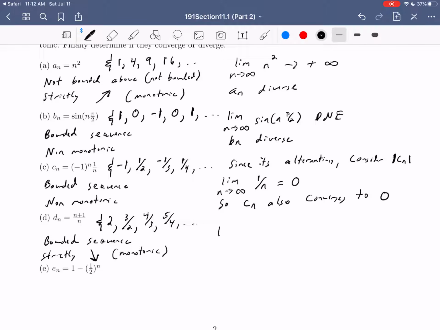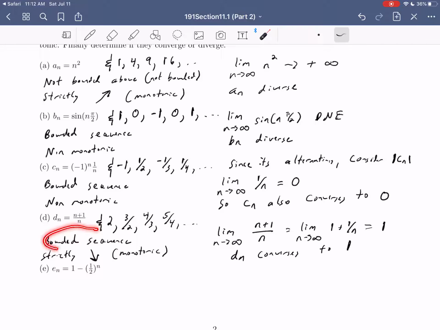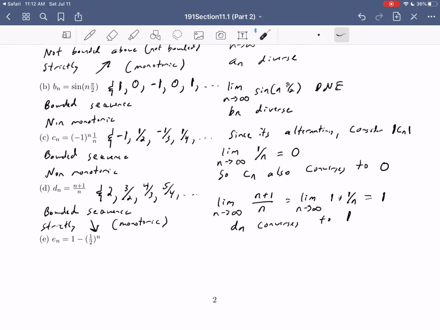If we looked at its limit, we'd be doing the limit as n goes to infinity of n plus 1 over n. If we simplify that a little bit, we get the limit as n goes to infinity of 1 plus 1 over n. And that looks like we get a limit of 1. So d sub n converges to 1. So we have now seen that when this one was bounded and monotonic, it converged. Okay, one last one just before we get to our big theorem here.